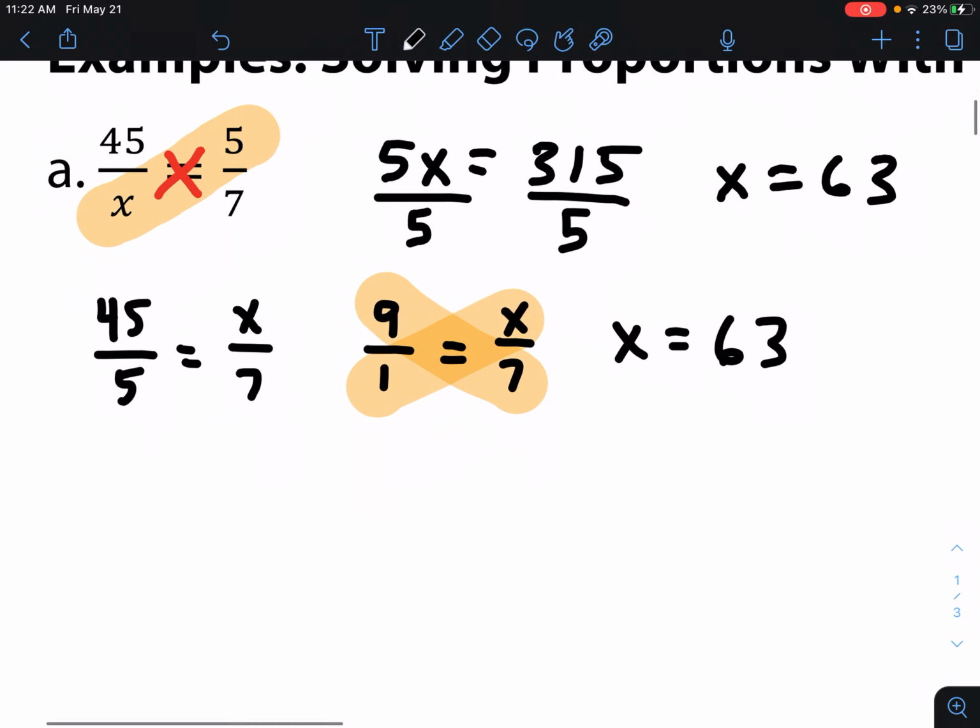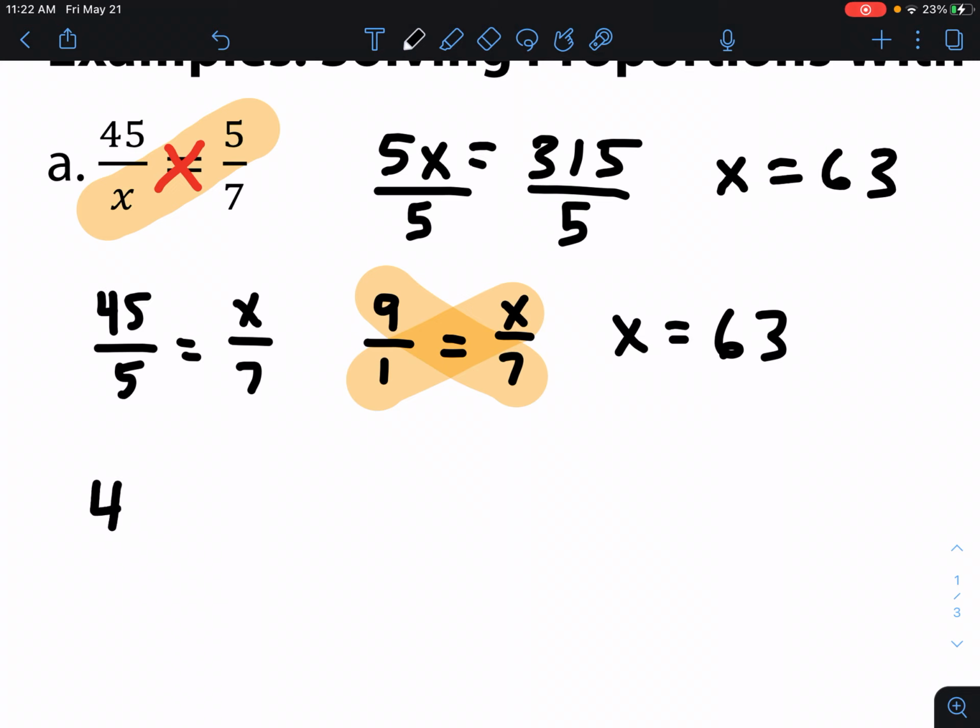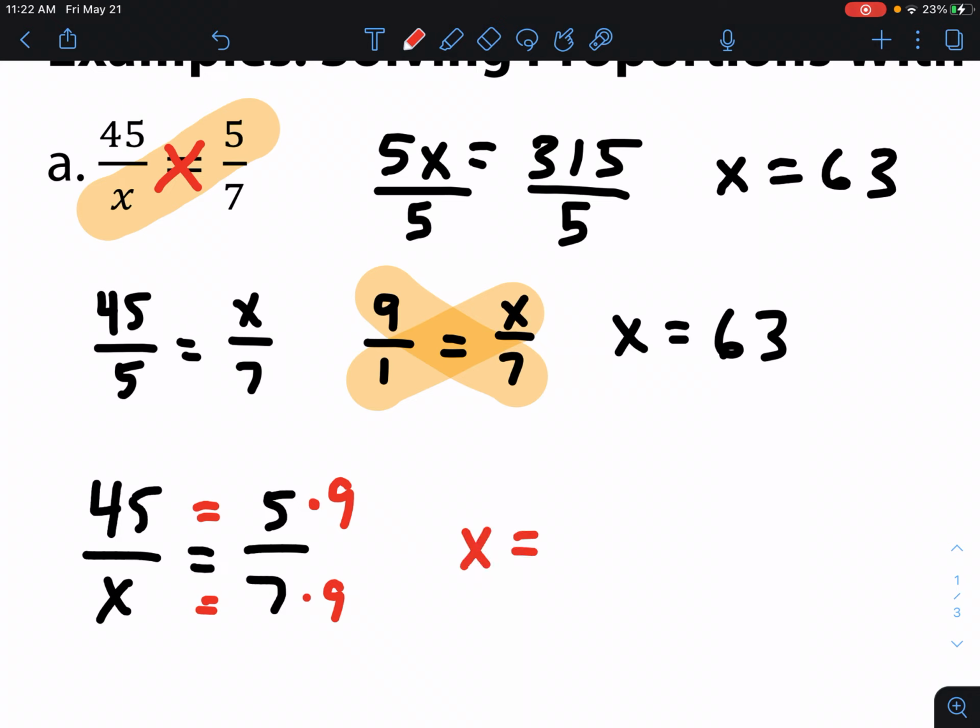One other way to think about this one is if we think about the original problem, and when we have relatively simple ones like this, what we can do is just look at it and say, hey, what's the relationship between 45 and 5, right? Well, I need to take 5 times 9 and it equals 45, right? That means I do the same thing in the denominator. 7 times 9 equals x, so x is equal to 7 times 9, or 63.